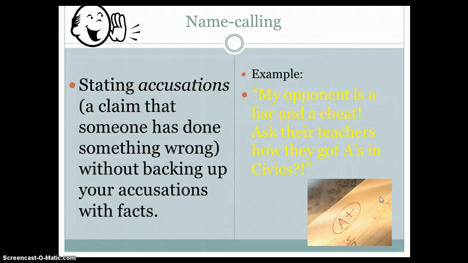Next one, name calling. Okay, it's stating an accusation, a claim that someone has done something wrong without backing up your accusations with facts. Okay, so an example of this would maybe be somebody saying, "My opponent is a liar and a cheat. Ask their teachers how they got A's in civics." Okay, there's no real basis for calling them a liar or a cheat. You guys could probably come up with a whole bunch of other things with this.